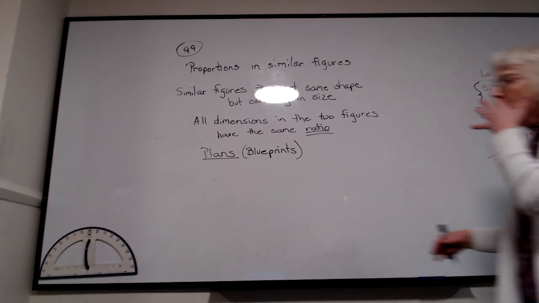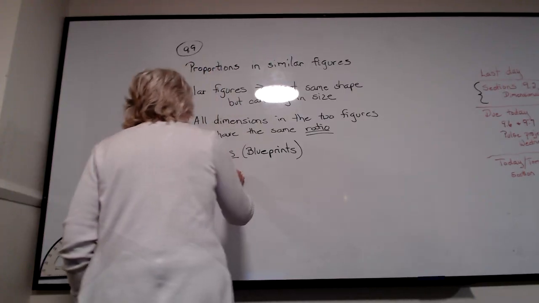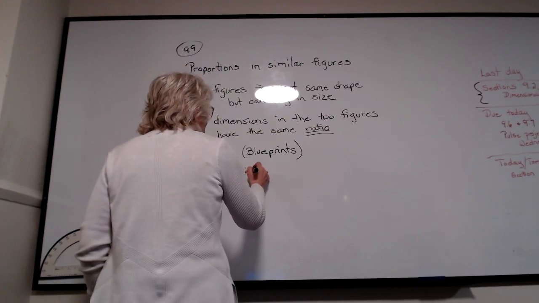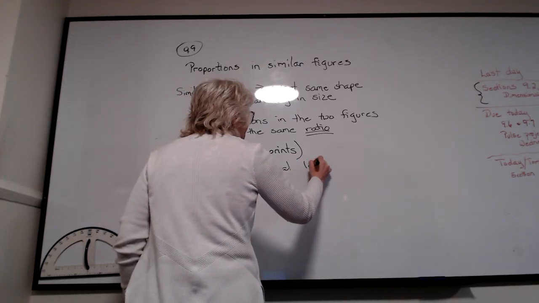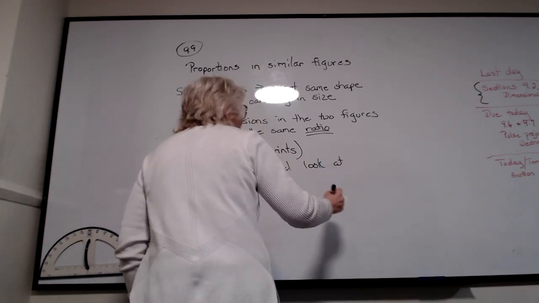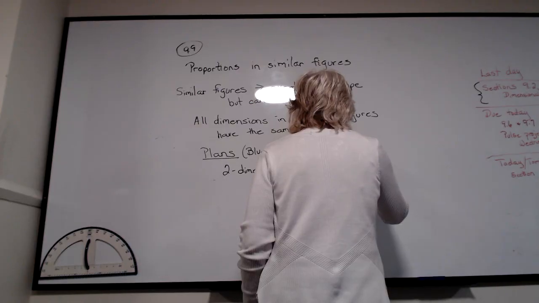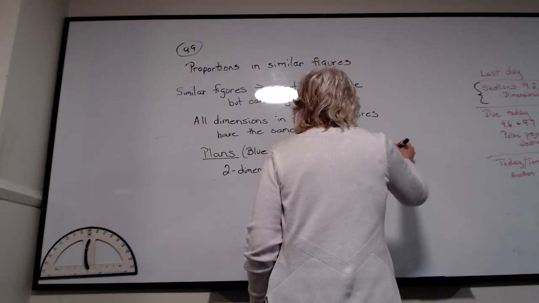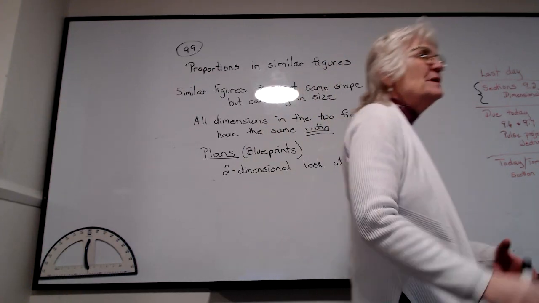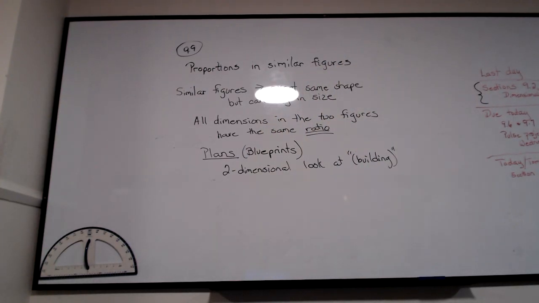So plans are a 2-dimensional look at a building. I'm going to call it building. That could be, it's not just a building, it could be a bookcase you're building, it could be an end table that you're building. There are plans for it, okay?